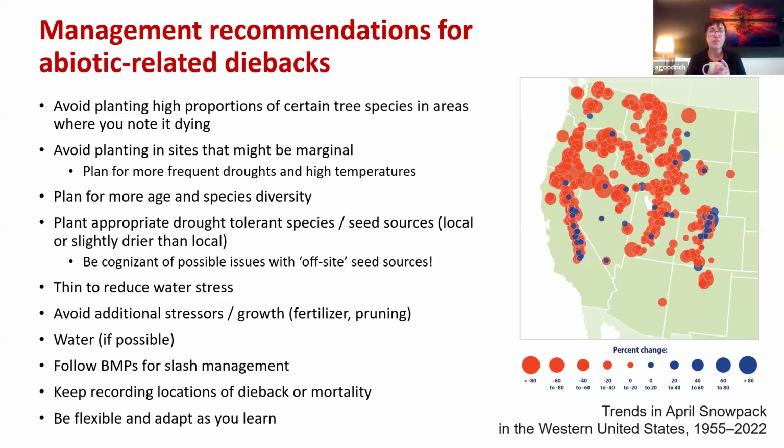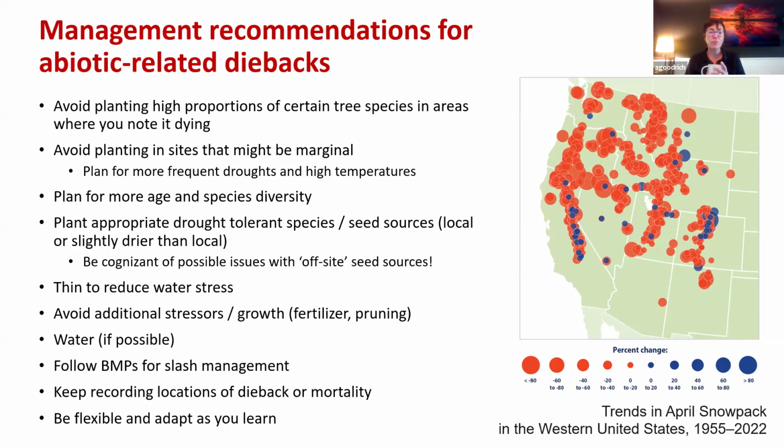Thinning to reduce water stress is obviously a very important tactic and can provide the tree with more growing space. Avoiding additional stressors on growth, so avoiding fertilizer or pruning to stimulate new growth is probably a good idea during some of those drought periods. If you can water, and I know we can't water the forest, but if you're able to water, that could prevent loss during extreme temperature fluctuations and drought.